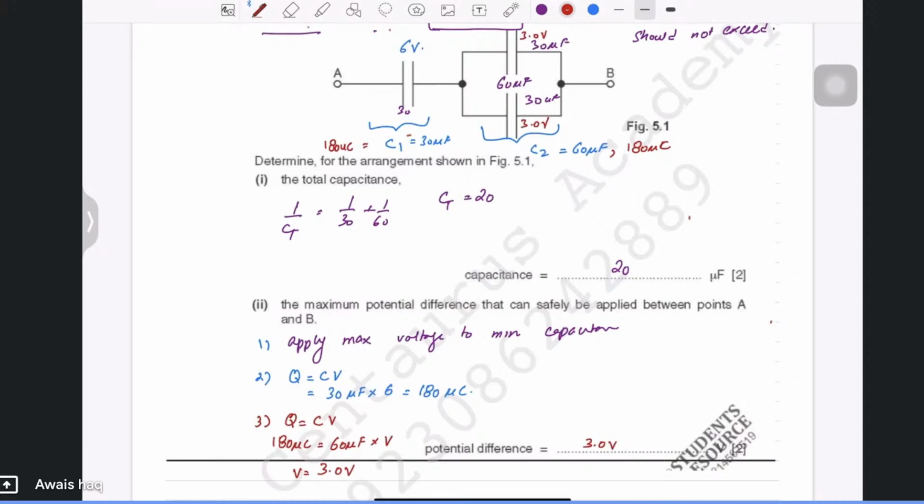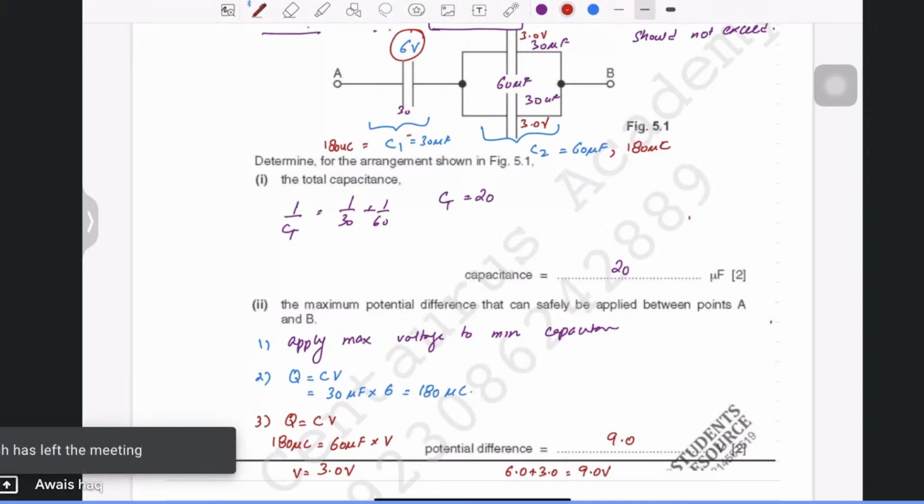So now, sorry, this is not the answer. If this whole section, which is parallel, gets 3, this gets 6. So the total is 6 plus 3. So the maximum voltage that I can apply in this circuit is 9 volts. Please have a look and let me know if you have a question.